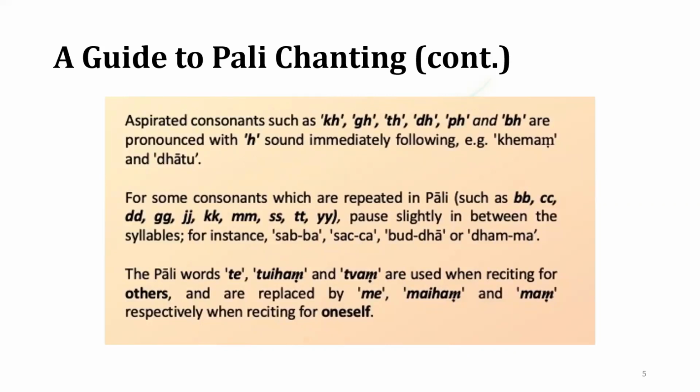These are aspirated consonants, such as K, G, T, D, P, B. We have to pronounce H immediately following. For example, we pronounce kh-ema, E is dragged, automatically dragged. So khema, khema, or khemang. Dhatu, dhatu. You must pronounce the H. Dhatu, not datu.